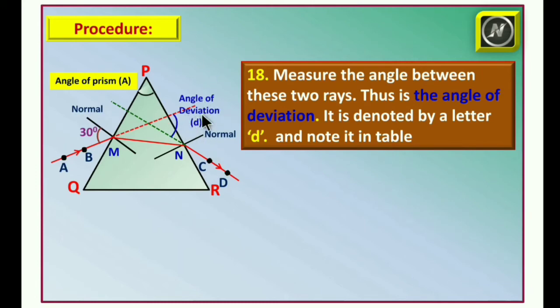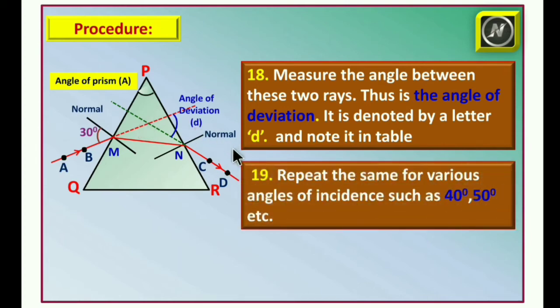So what is the angle of deviation? The angle of deviation is the angle between the incident ray and the emergent ray, and it is represented with the small d. Repeat the same experiment for various angles of incidence such as 40 degrees, 50 degrees, etc.